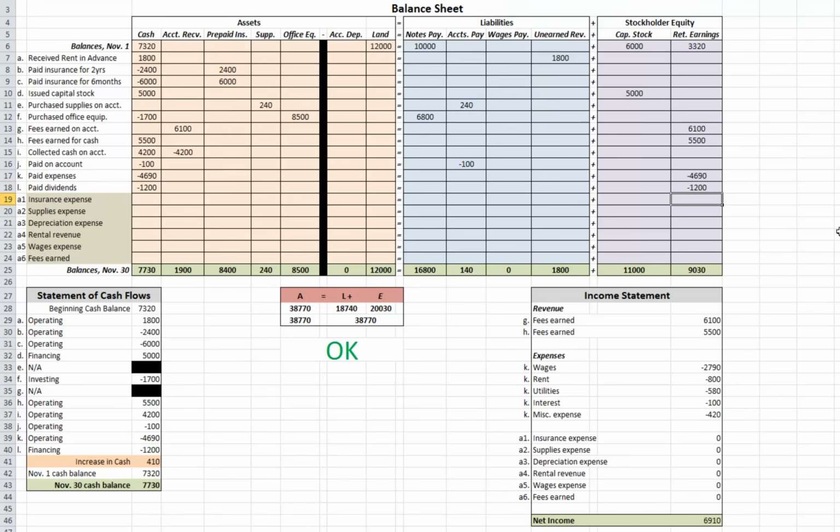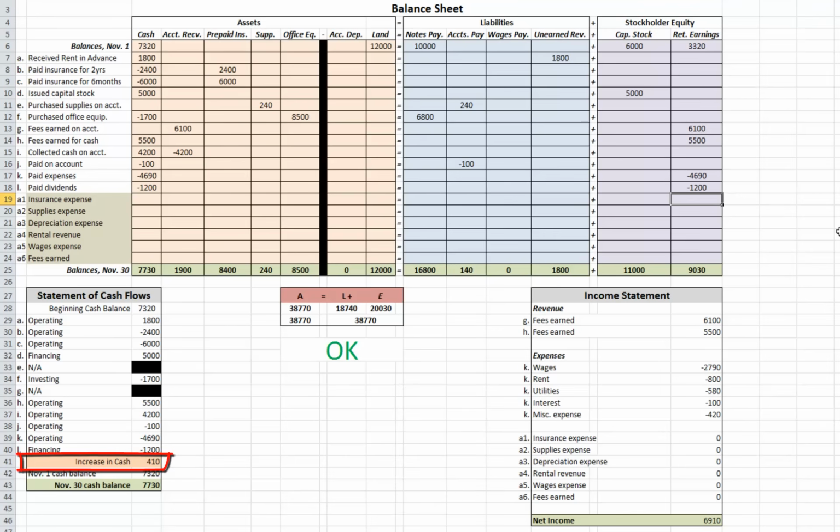Let's just review our balances and see how everything turned out. Now, if you look at our balances as of November 30th, we have cash of $7,730. Now let's go down to our statement of cash flows. We began with $7,320, and then once we add and subtract all of our cash inflows and outflows, we had a net increase in cash of $410.